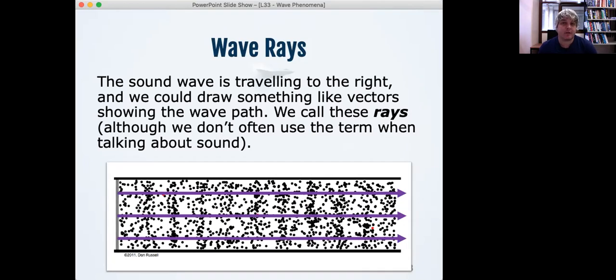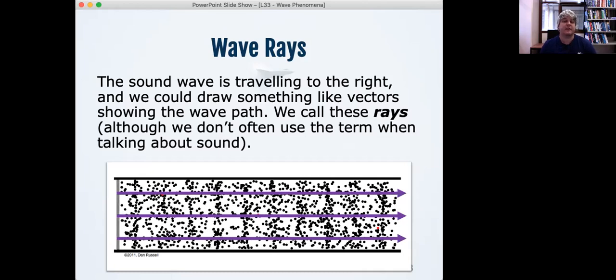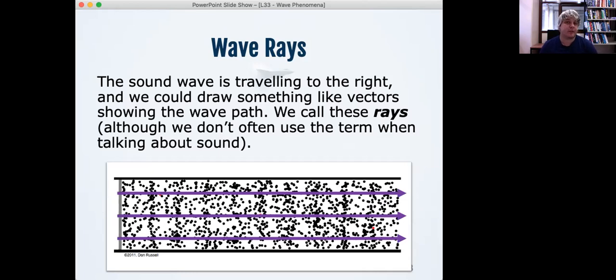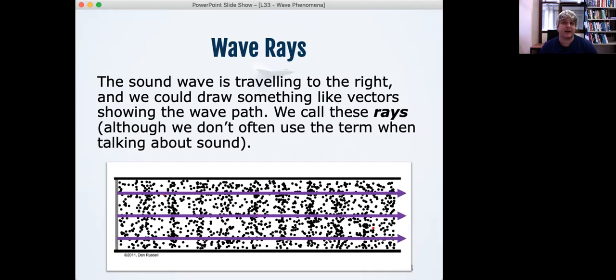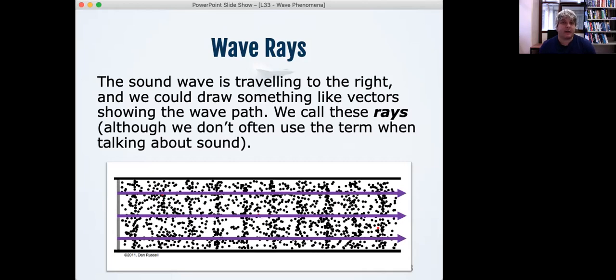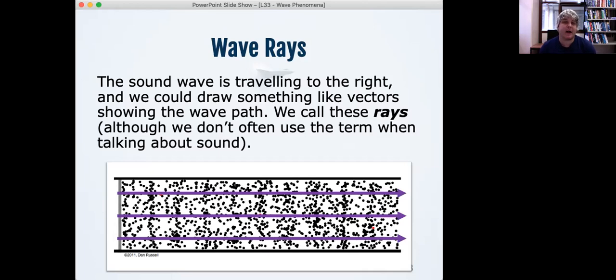The first one is wave rays. And a ray is just like a vector. We're used to vectors, so a ray is just like a vector for the wave. Remember that the wave is the transportation of energy through space or along a medium somehow. Might be a medium, might not. It won't be when we get to light. The ray is just the path that wave is taking.